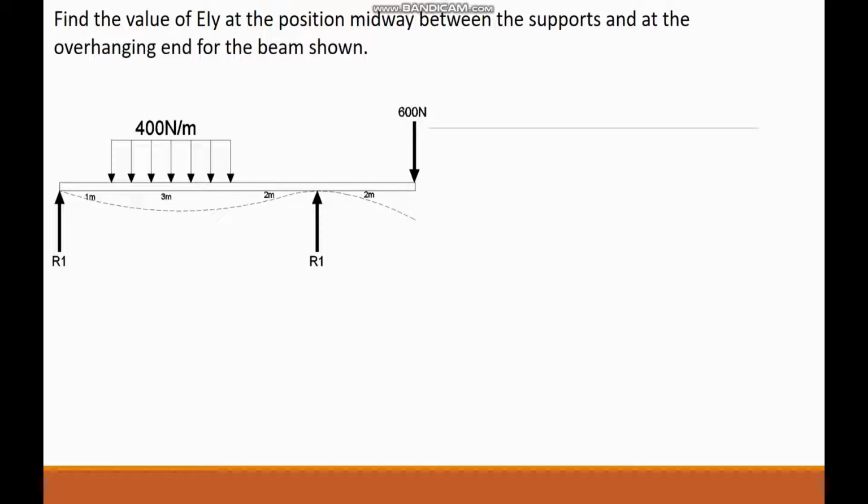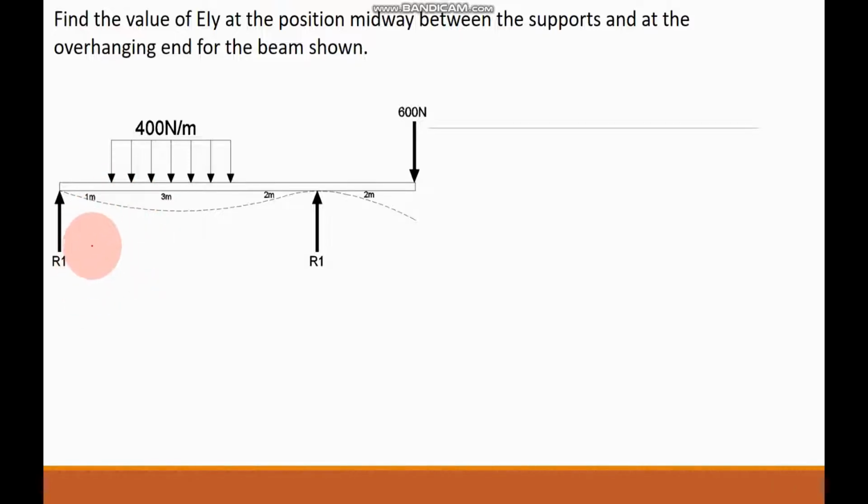For problem number 2, find the value of EIY at the position midway between the supports and at the overhanging end of the beam shown. So, also, the problem now indicated yung shape ng ating elastic curve. Yan, nilagay na dito sa problem. So, to save time, nilagay ko na dito yung shape ng ating elastic curve.